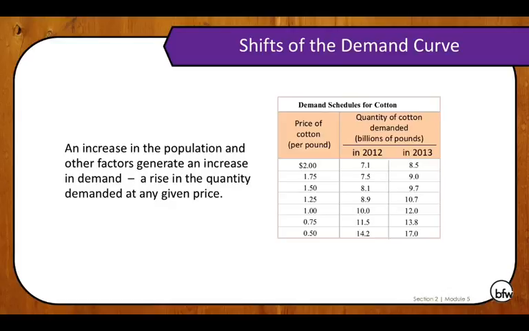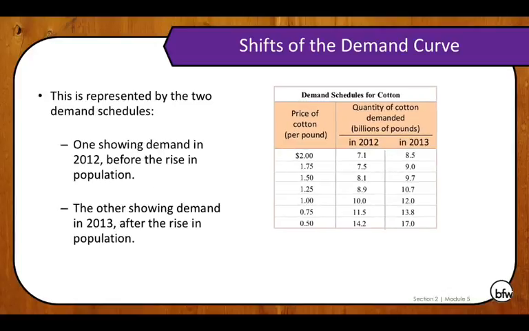Another example would be that the demand for infant formula would decrease if families have fewer babies. So this could cause a rise in the quantity demanded at any given price. The example that I have here on this slide shows demand schedules for cotton between 2012 and 2013. And you can see that at every single price, the demand for cotton increased between 2012 and 2013. So something else had to cause that other than a change in the price of a good.